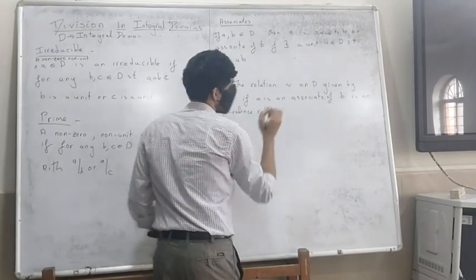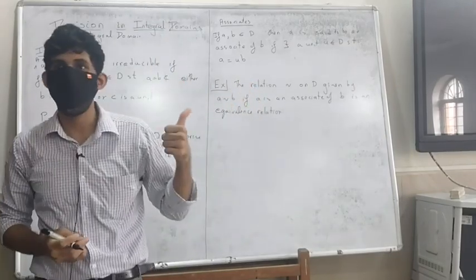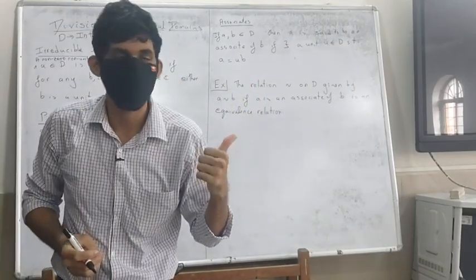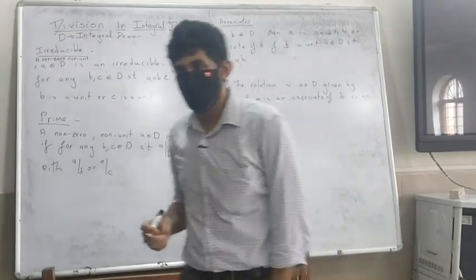How do we see this? One, you need to check reflexive. Why is A related to itself? Take U as 1. What is the other one?